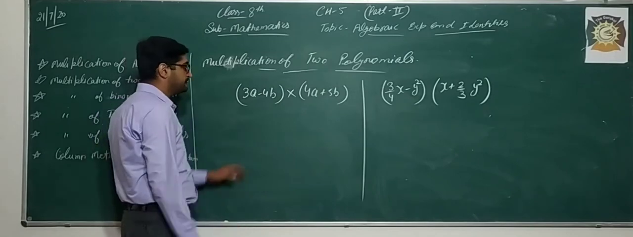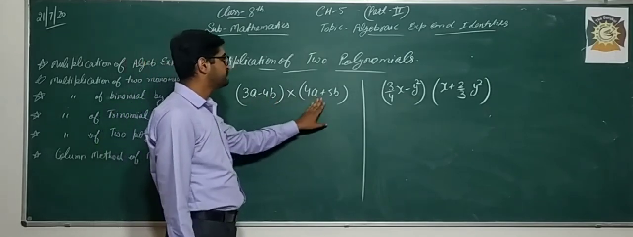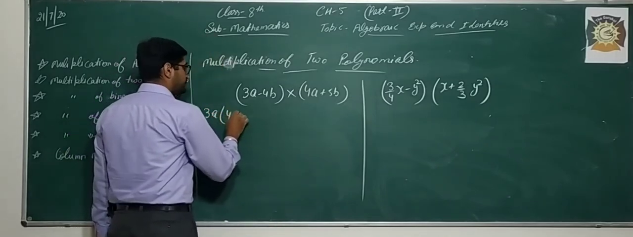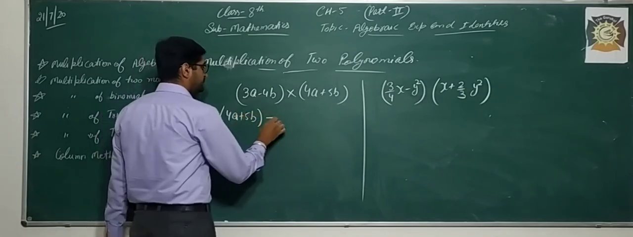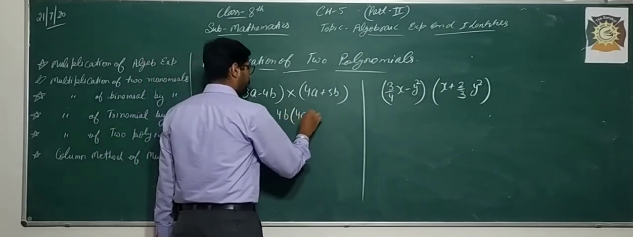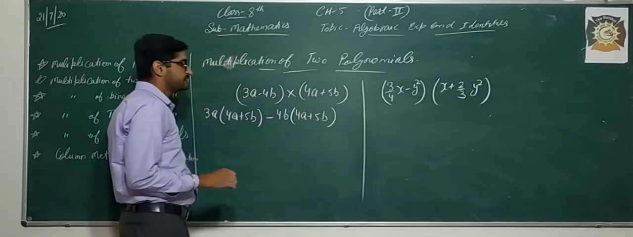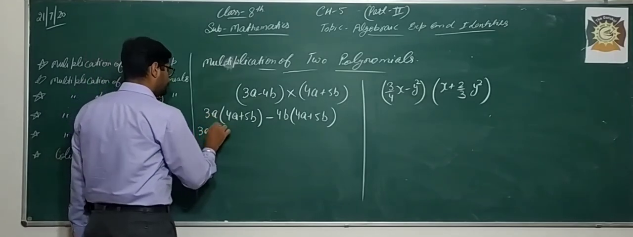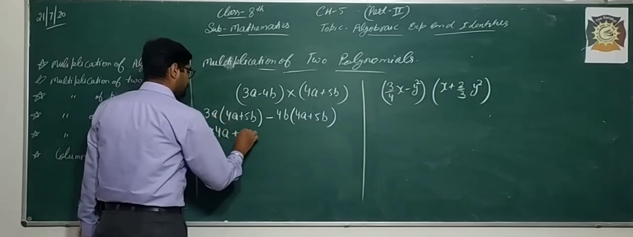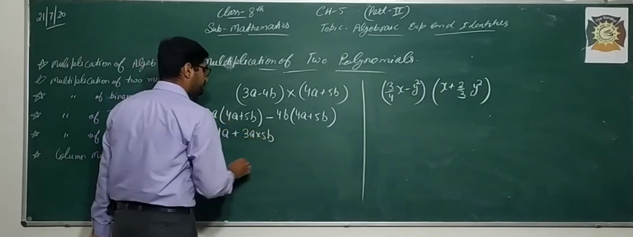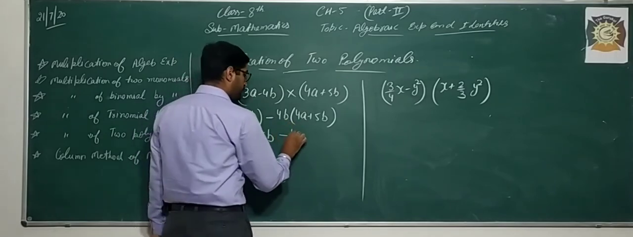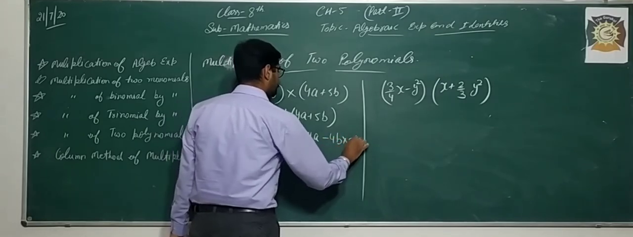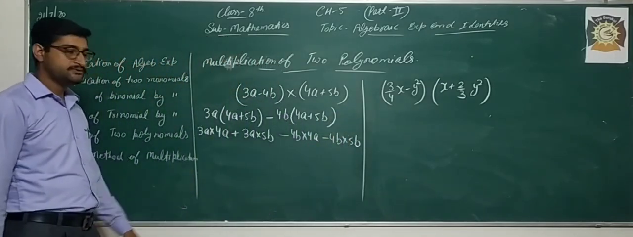Here one example is there: 3a minus 4b, and we have to multiply this with 4a plus 5b. So first of all we will write it as 3a into (4a plus 5b) minus 4b into (4a plus 5b). Is it clear? Now start multiplying: 3a into 4a plus 3a into 5b minus 4b into 4a minus 4b into 5b. Is it clear? We will write it in this form.